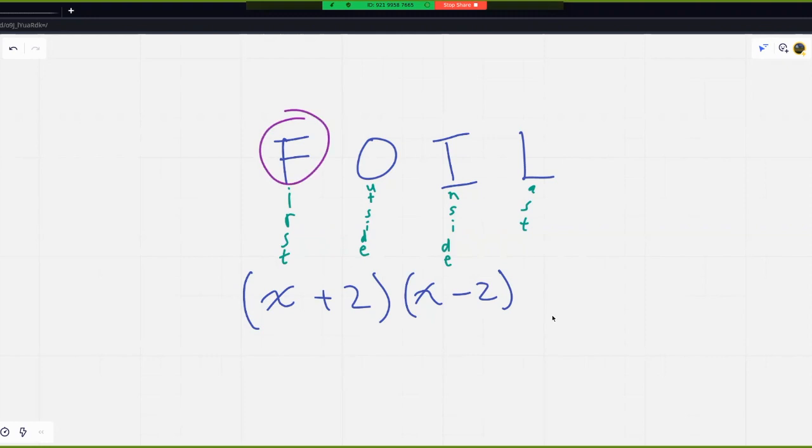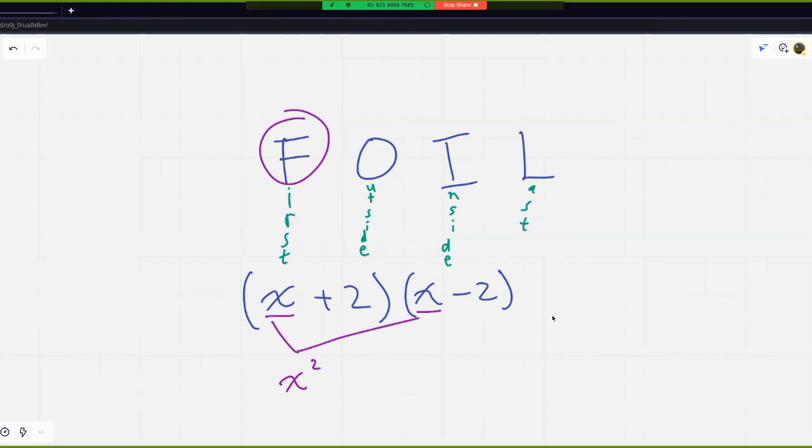So let's look at the first ones, x and x. Well, what happens when you multiply x and x together? X squared, right? So let's write that. That comes down to be x squared. Okay, so first, that's already done. All right, so let's use another color for the next one.